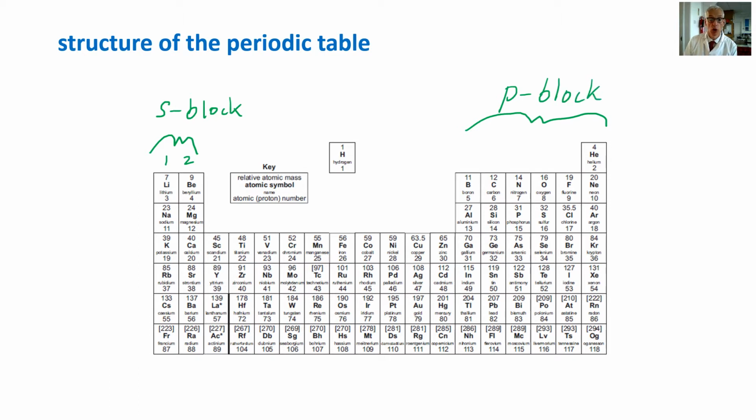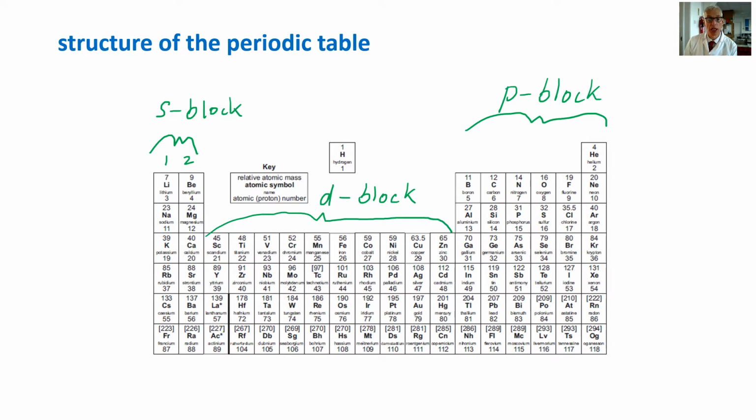You will recall from having written subshell configurations for the transition metals that their highest energy electron is placed in a D subshell, so these are known as D block elements. So the S, D and P labeling within the periodic table is expected to be known.